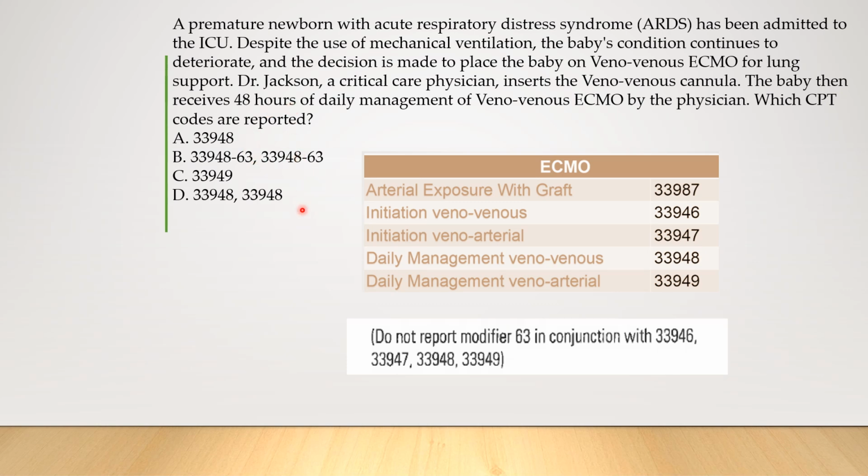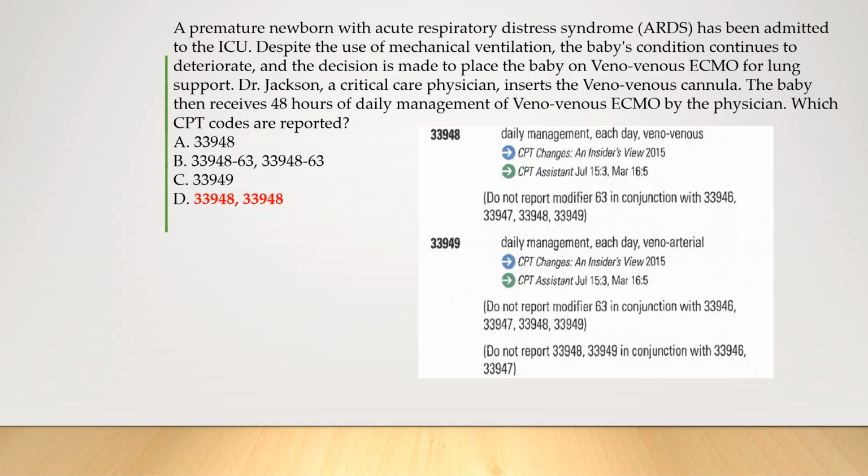In between B and D, the option is very, very simple. Yes, the parenthetical note below 33946 to 33949, where it is very clearly given, do not add the modifier 63, helps us to zero down to option D.